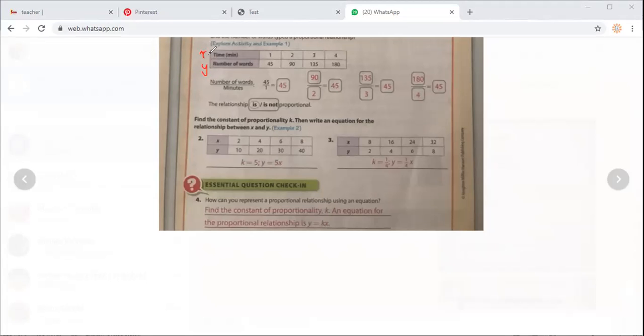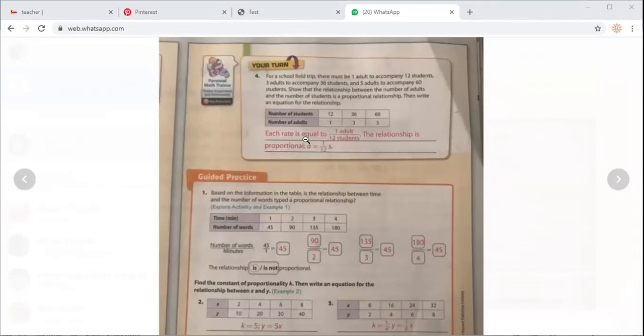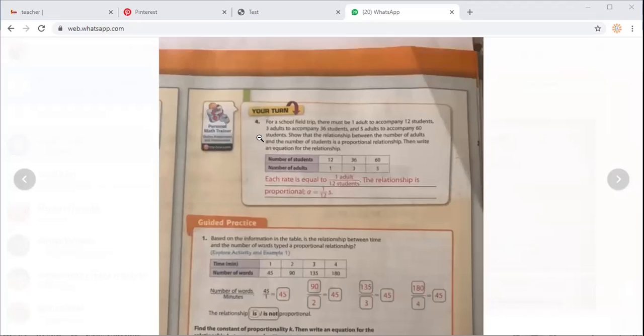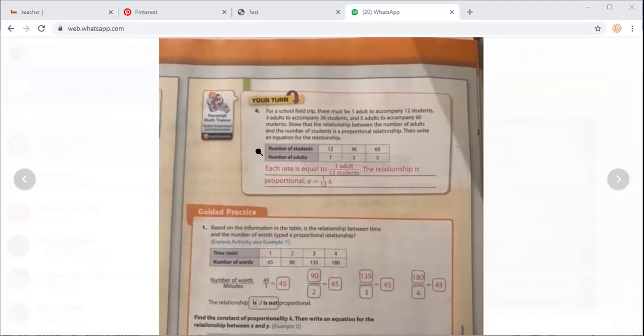And we have the same at the top, at the first one, 45. Now I'm talking about which one represents X and which one represents Y. X is the number of students and Y is the number of adults.